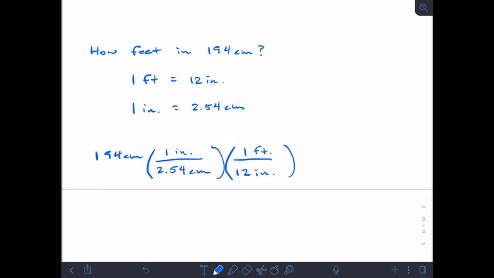If I'm putting this into your calculator, what you would actually enter is 194 divided by 2.54, divided by 12. So our answer should come out to be 6.36 feet.